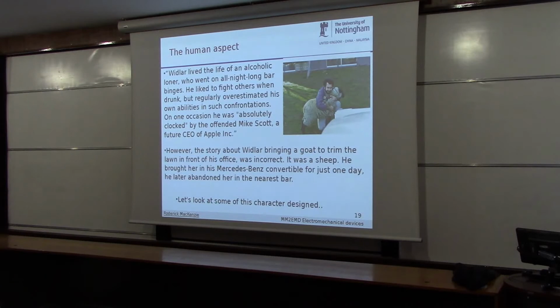Wilder lived the life of an alcoholic loner who went on all-night bar binges. He liked to fight others when drunk, but regularly overestimated his own abilities in such confrontations. On one occasion, he was absolutely clocked by the offender Mike Scott, a future CEO of Apple Inc. However, the story about Wilder bringing a goat to trim the lawn in front of his office was incorrect. It was a sheep, and he brought it in his Mercedes-Benz convertible for just one day. He later abandoned her in the nearest bar.